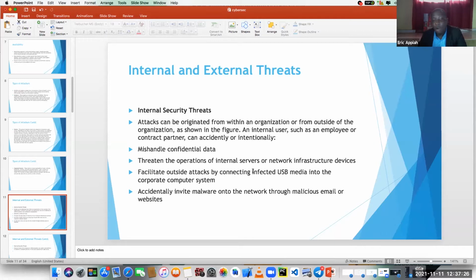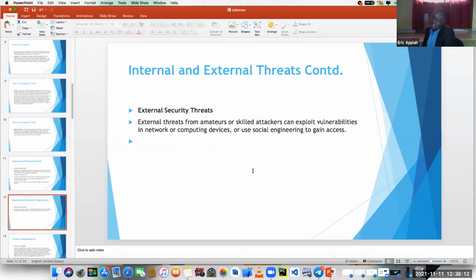For example, if a CEO of an organization is using a pen drive, that CEO cannot be questioned. As such, any information that they copy outside and bring inside, or insert into the company's system, could infect the system, whether accidentally or whatever. Okay, and then through email as well. The CEO can click on an email, and that can infect the computer.